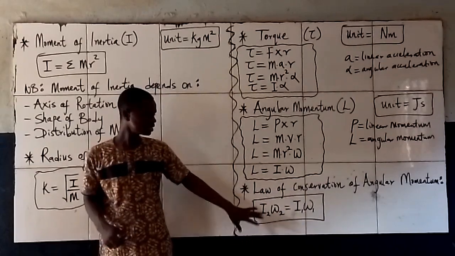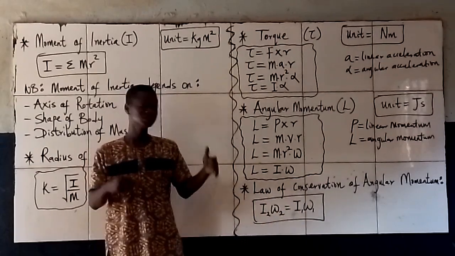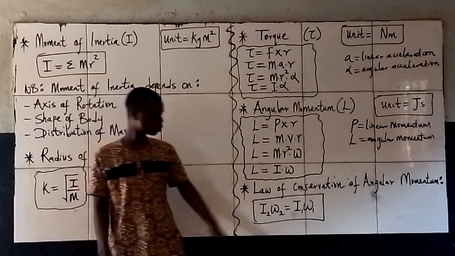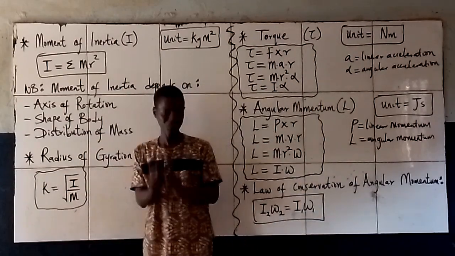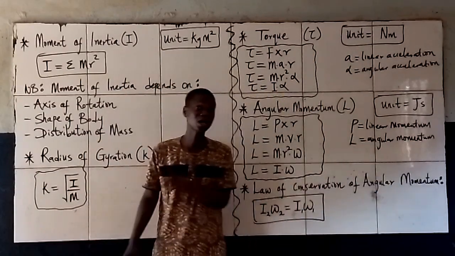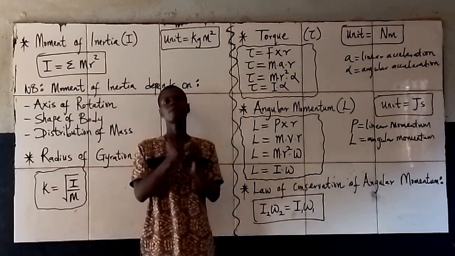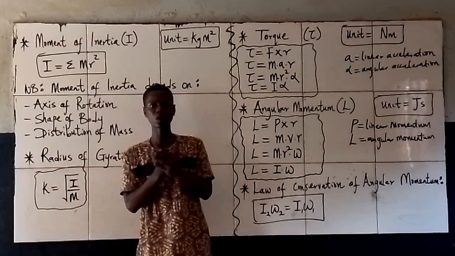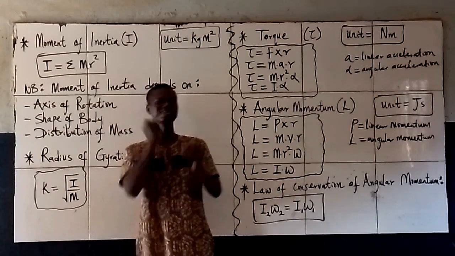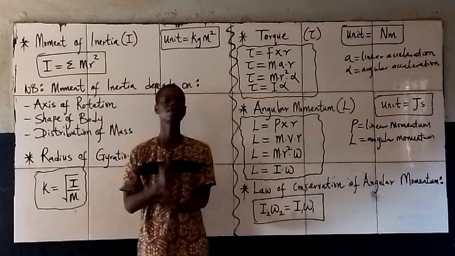Then under this, we'll be looking lastly at the law of conservation of angular, not linear momentum, angular momentum. Now, from what the law states, it says that if there is no change in the torque that is acting on the body, the angular momentum will remain constant.